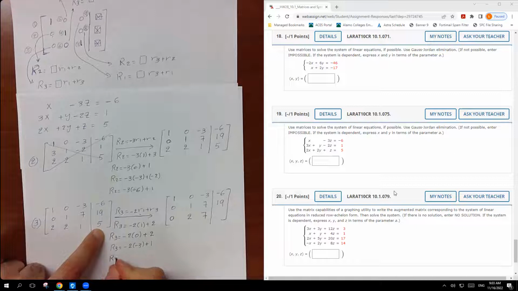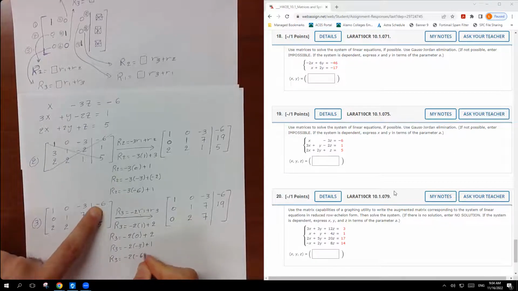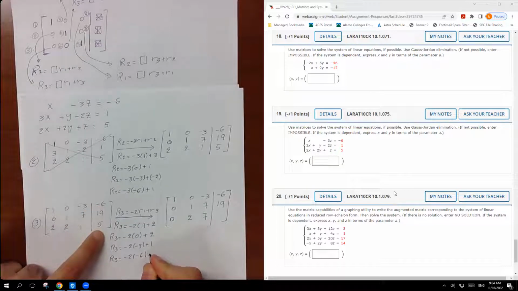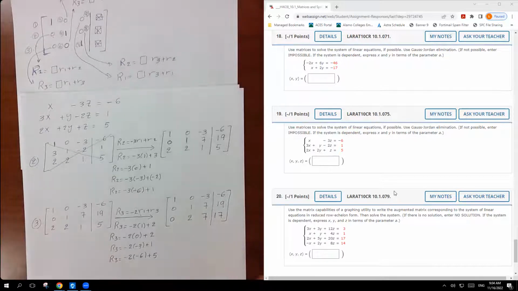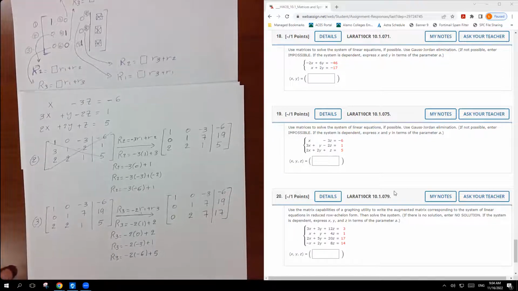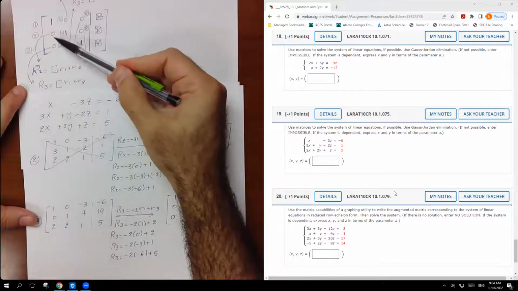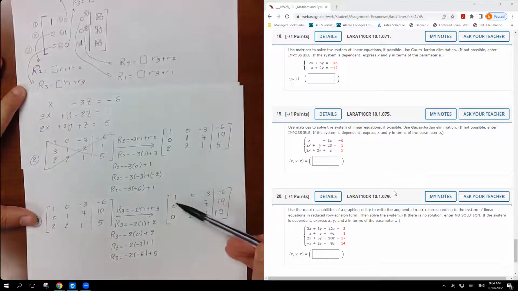So the fourth element is going to be -2 times R1, which is -6, plus 5. So -2 times -6 is going to be +12, plus 5 is going to be 17. So you see, the column is 1, 0, 0. You have 1, 0, 0.